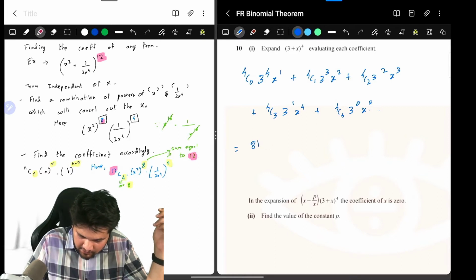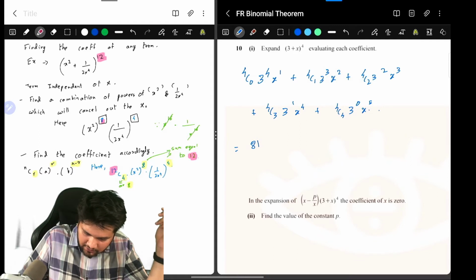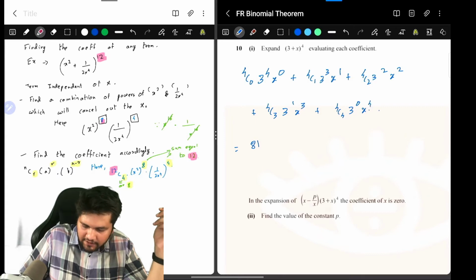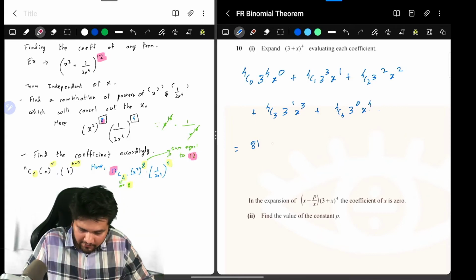81, one second. Why did x come? X to the power of 0, sorry. What am I doing? Sorry, x to the power of 0, then 1, then 2, then 3, and then 4. Okay? This is how we are going to increase.